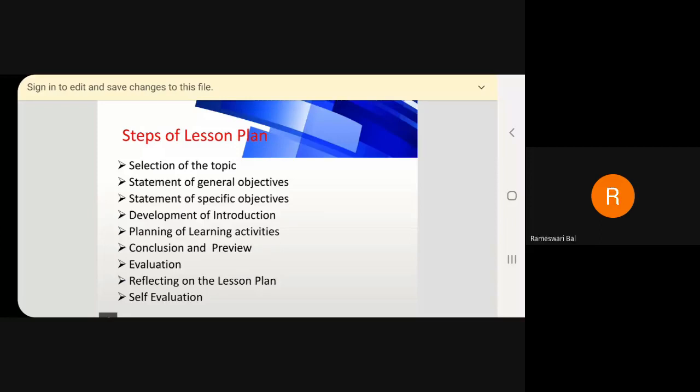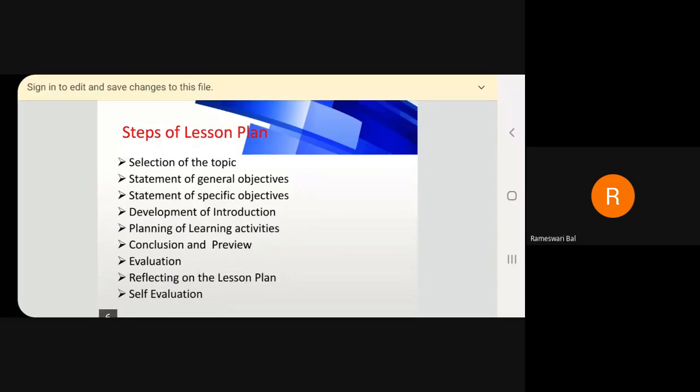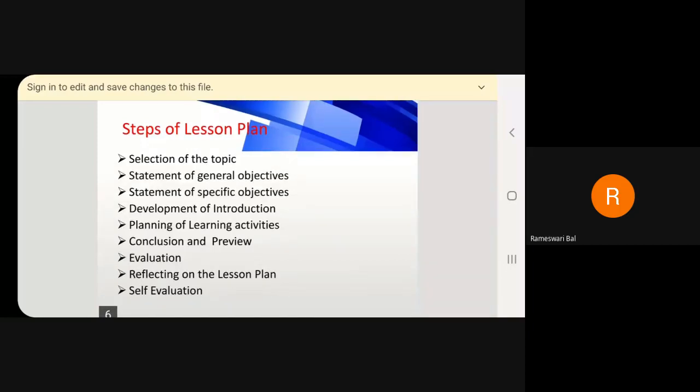So, we will discuss now the steps of a lesson plan. Before planning a lesson, first of all, we have to select the class for which we are going to teach, which subject we are going to teach, and what topic I have decided to teach in the particular period. That is the selection of the topic.